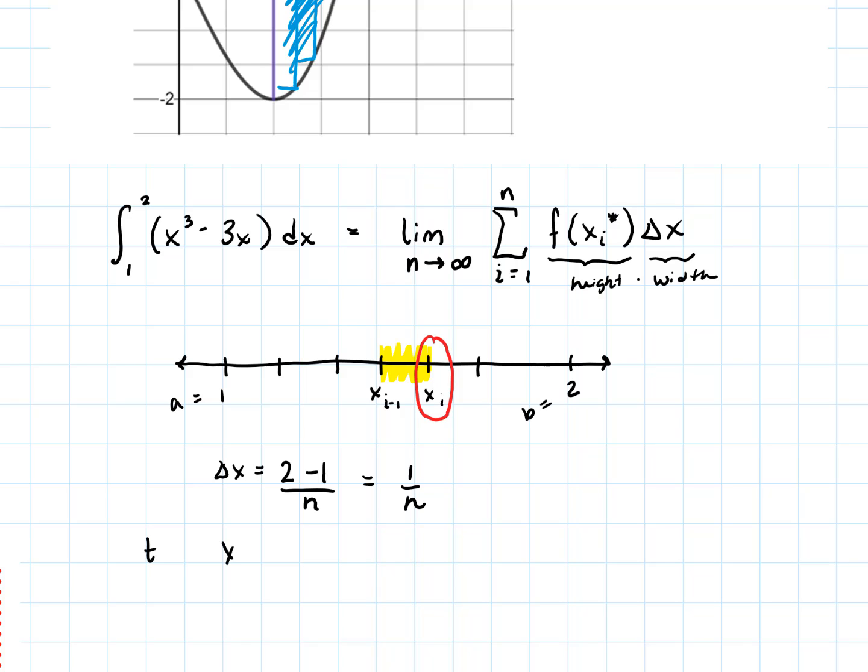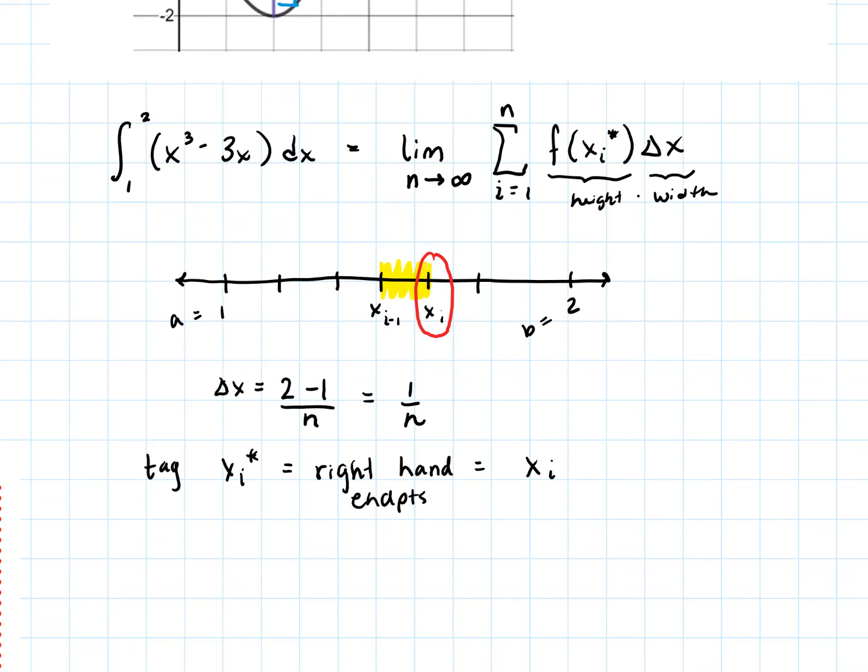So the tag that we're going to pick, x sub i star, is actually going to be the right. Sometimes we're told what we have to pick, but I want to pick the right-hand endpoints. And in doing so, I can just write x sub i, because the right-hand endpoint of each subinterval x sub i minus 1, x sub i is x sub i. I drew that on the picture, but obviously the right-hand endpoint of a subinterval is the end of it, the endpoint of the interval.